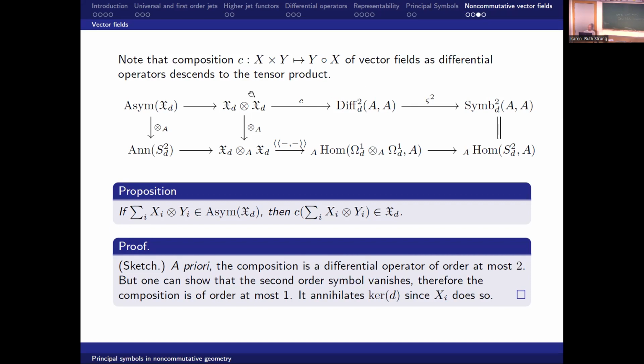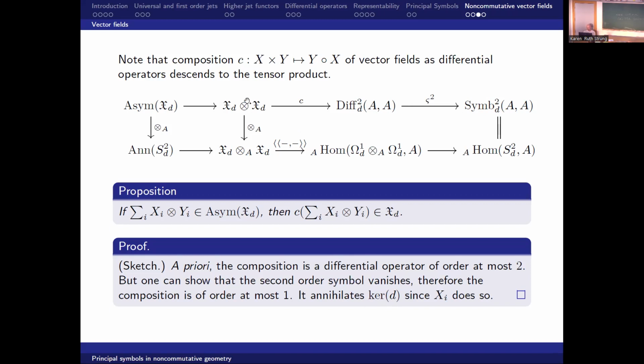So here, if we have two vector fields and we just take them immediately to their composition, this will be some second order differential operator. But if we start with something here in Asym, and we include it in here and then apply the composition map, its second order symbol will be 0. So it will be a differential operator of order at most 1. And you can also show that it will annihilate the kernel of D. So it will again be a vector field.